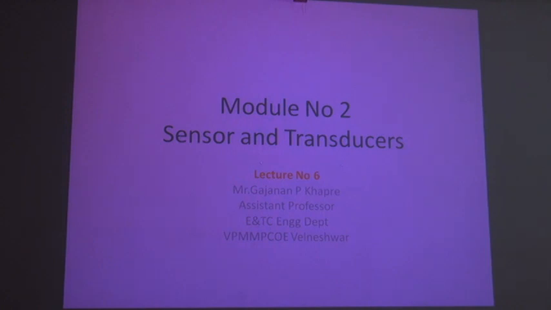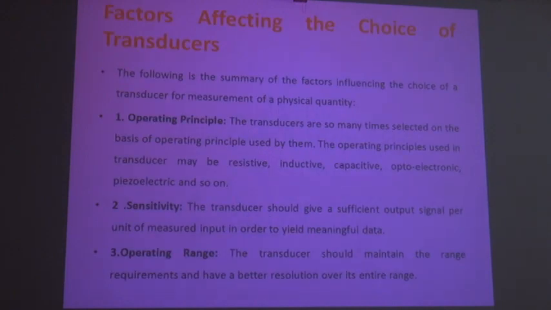Our lecture number 6, part 2. In this lecture, we are going to cover the factors affecting the choice of the transducer. In the previous lecture, we considered the characteristics of the transducer, which were very helpful to measure the performance of a transducer while selecting a particular transducer or measurement or instrumentation system for a particular application. In this lecture, we are going to see what factors affect the choice of the transducer.